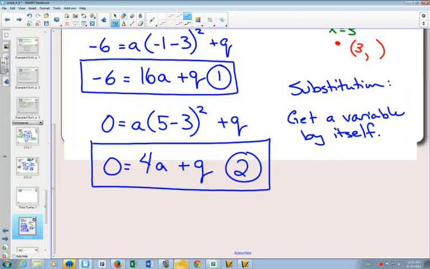get a variable by itself. For this, looking at equation 1 and equation 2, what variable would be really easy to have all by itself in an equation? If you move the 4a over, can you see the q would be all by itself? So we could move the 4a over and you get negative 4a is equal to q. Again, it's important to know which equation you're working with. So that was equation 2.